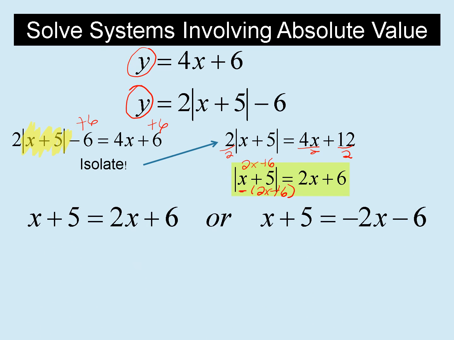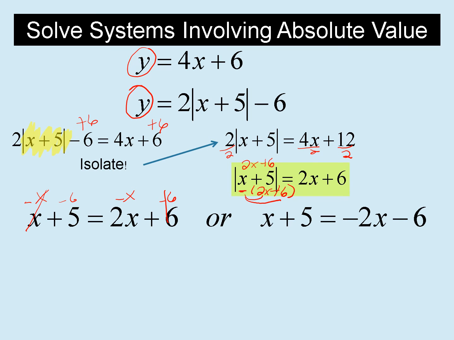So that's what I'm going to do. I'm going to set the inside equal to positive 2x plus 6, and then the opposite of that. So what I did is I went ahead and distributed my negative to be negative 2x minus 6. Now I have to solve each one for x. Well, the first one's not too bad. I'm going to subtract x from both sides, and then subtract 6 from both sides. So that gives me x equals negative 1.